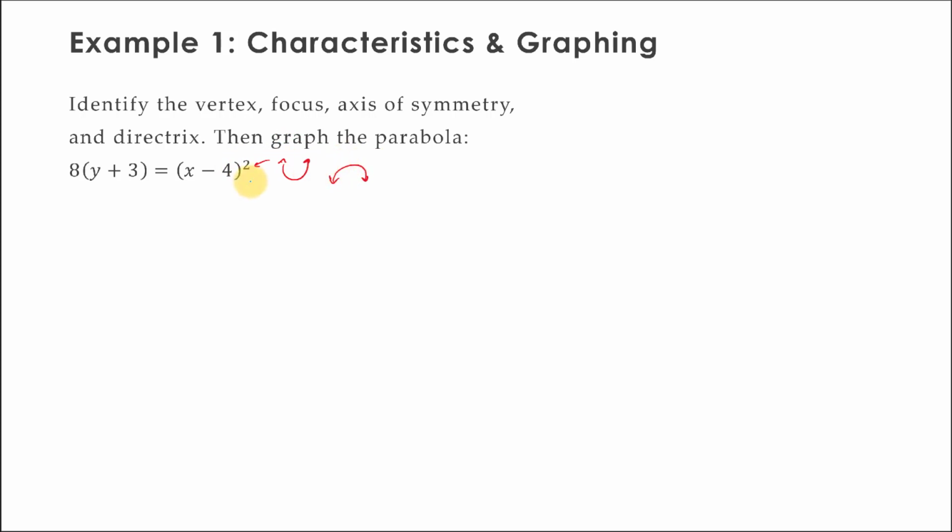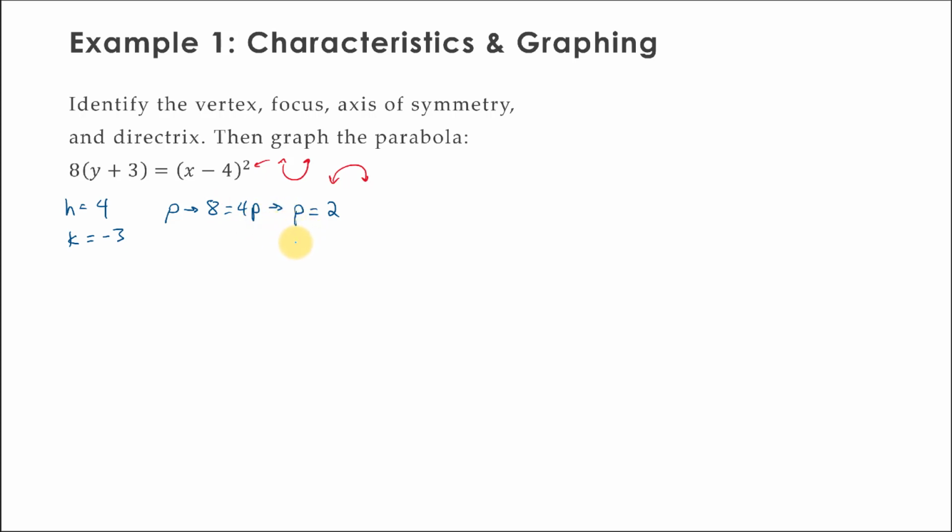So now I can figure out what my h and my k are. Since this should be y minus k, that tells me that k is negative 3 since I have y plus 3. And then here I've got 8, which is actually equal to 4p, because this coefficient should be 4p. But it's 8, so from that I can set 8 equal to 4p and solve for p, and I get that p is equal to 2.